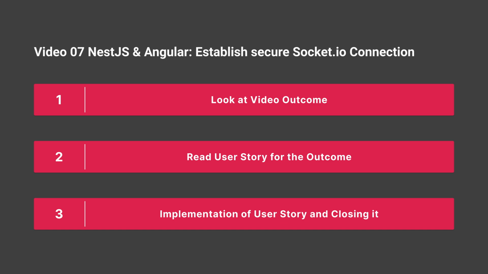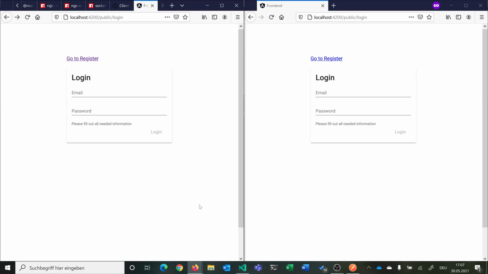Then we come here to our video structure. This is, as always, first we look at our video outcome, then we read the user story for this, and then we implement everything and close the story. So let's have a short look at the outcome of this video here.